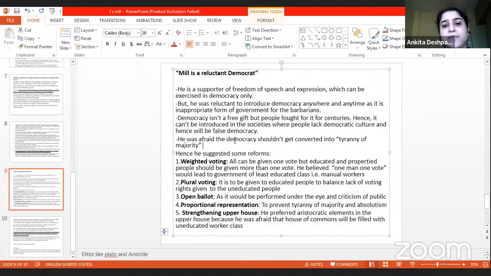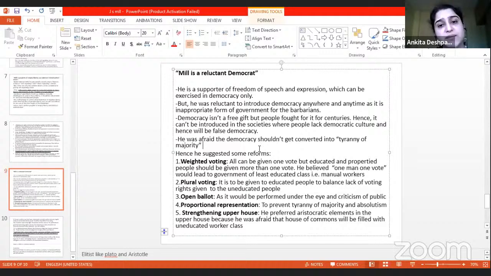And he was afraid that democracy should not get converted into tyranny of the majority. Class, if you remember, I want to explain this concept with the fear that Muhammad Ali Jinnah had. Jinnah felt that once India becomes independent, India being a majority Hindu state may lead to dominance of the majority and subjugation of minorities, that is, the Muslims. That was the major fear Jinnah had. That led to the entire concept of two states based on two religions. That's what we call the two-nation theory.